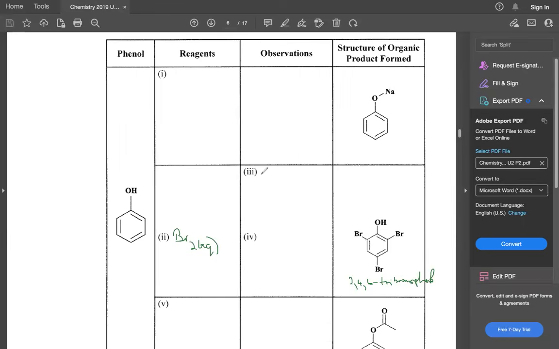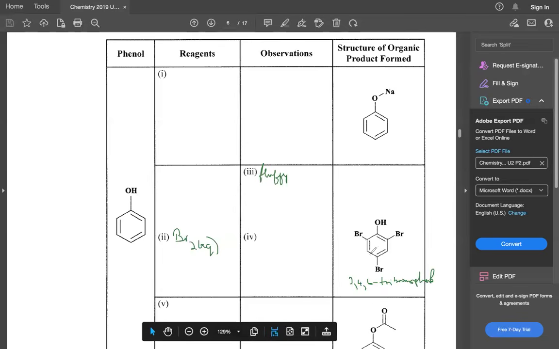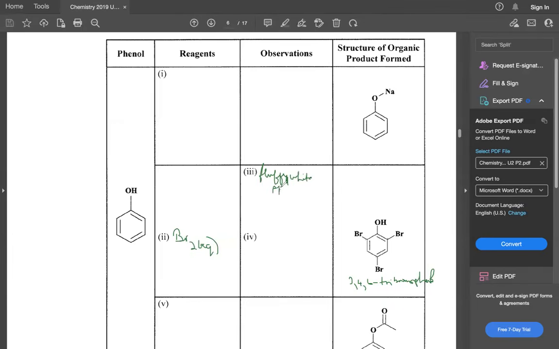And what we're going to see is that we get a fluffy white precipitate. That precipitate is this tribromophenol, a fluffy white precipitate. So that's what we're going to see as one of our observations. We're also going to see that the bromine solution is decolorized. So, a decolorized bromine solution. And remember, bromine solution is normally brown.